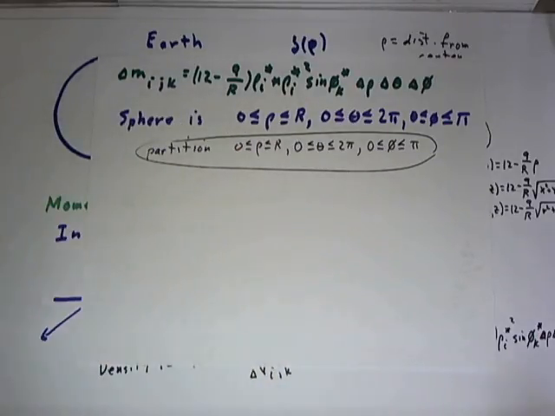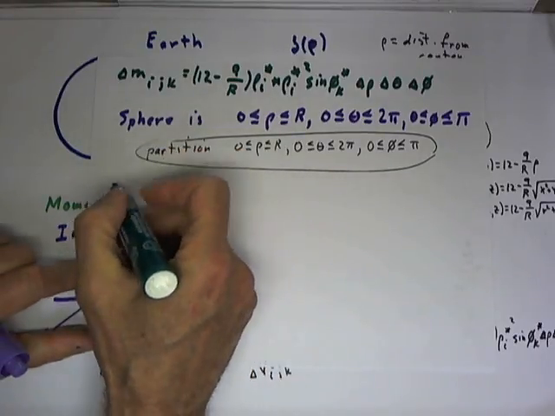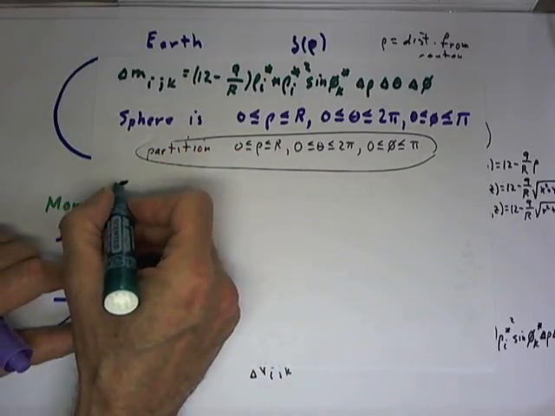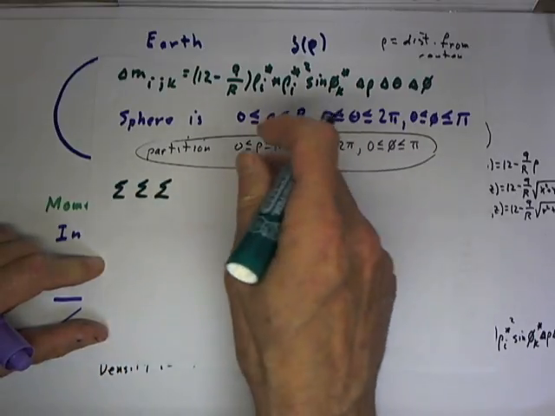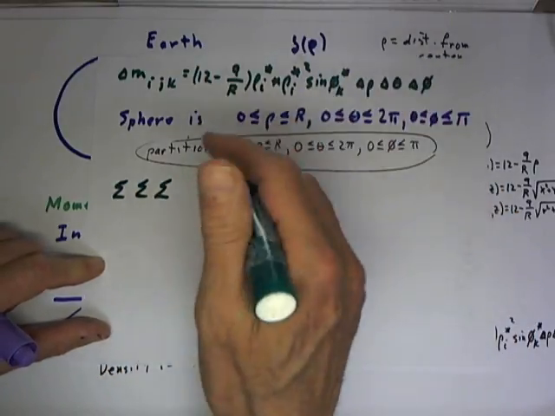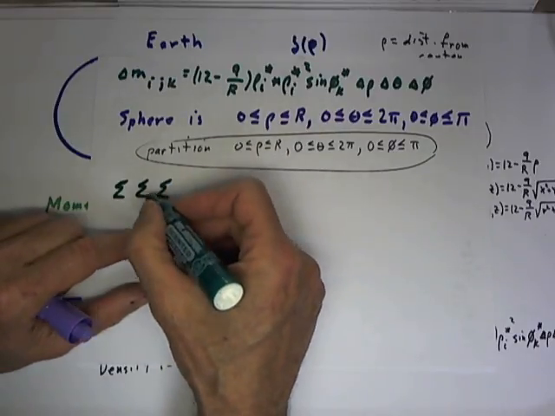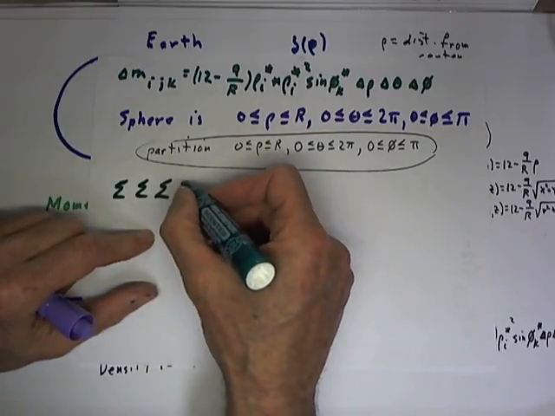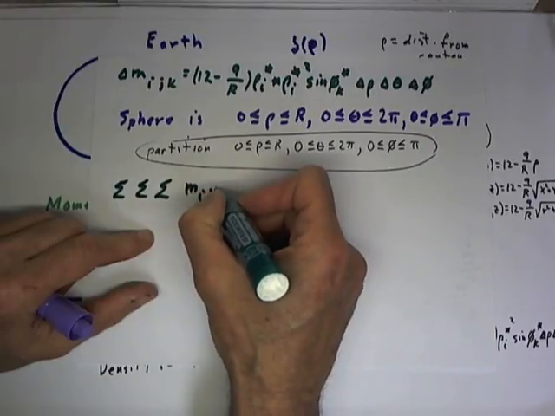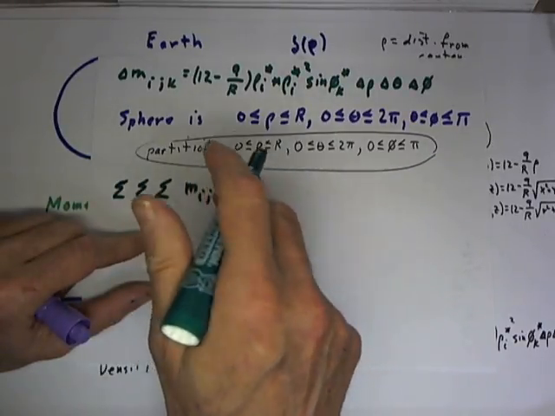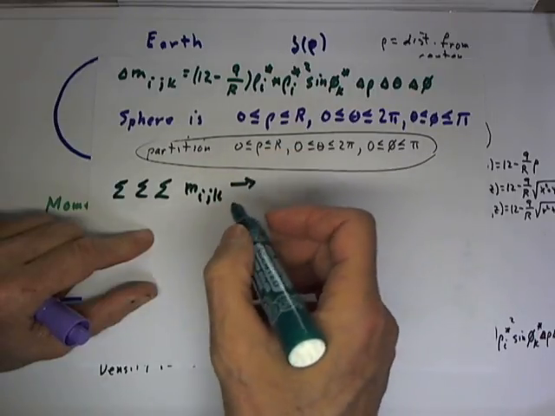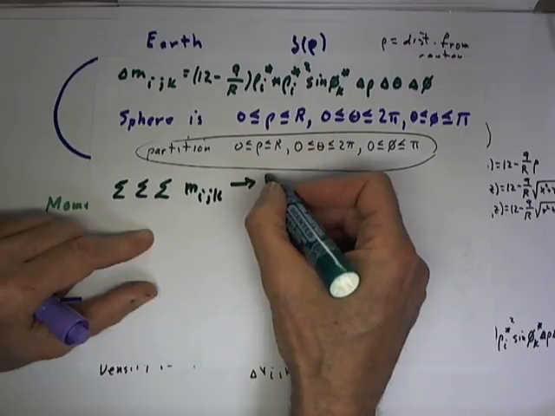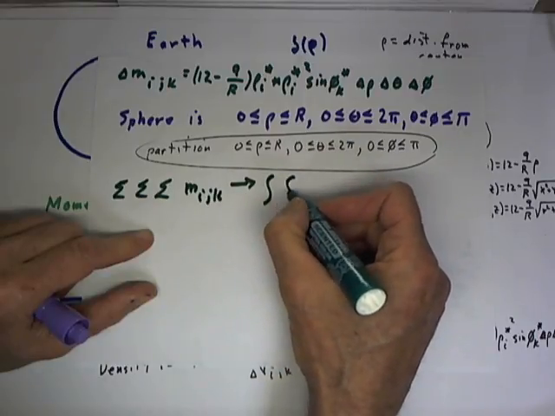Our sum of m_ij, well, we're going to sum that over 3 intervals with respect to 3 variables. Okay, so we're going to do a triple sum of m_ij. Without writing out the details of that, this triple sum will approach a triple integral.